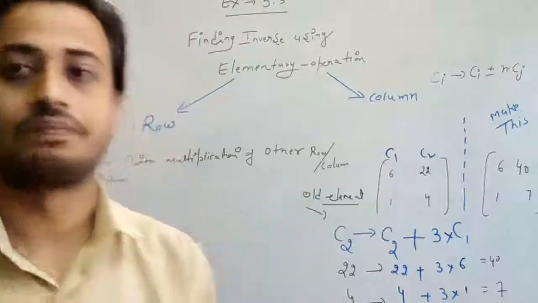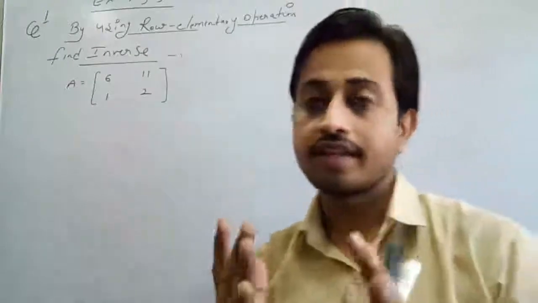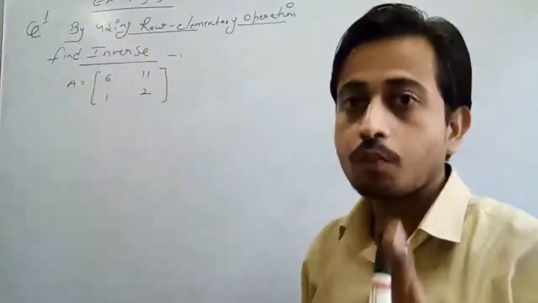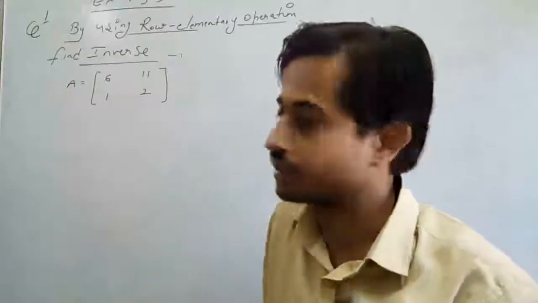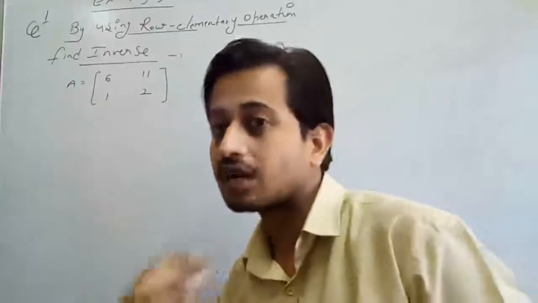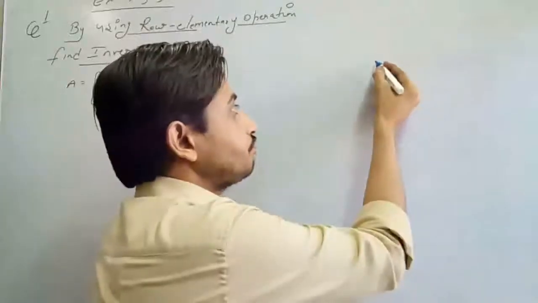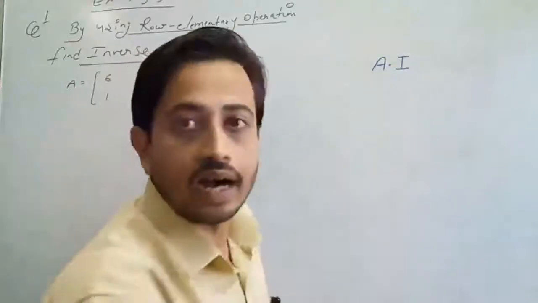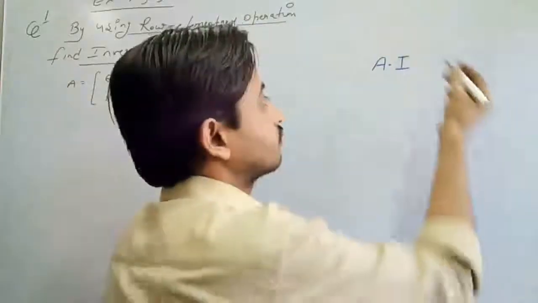Please make a note. Now please listen to me very carefully. Now we have to use elementary operations, and the mentioned operation is the row elementary operation. It means we need to apply row operations to find the inverse. How will we get the inverse? What's the concept behind it? Please take a look. We already know that if we multiply a matrix with the identity matrix, the result is the same matrix.